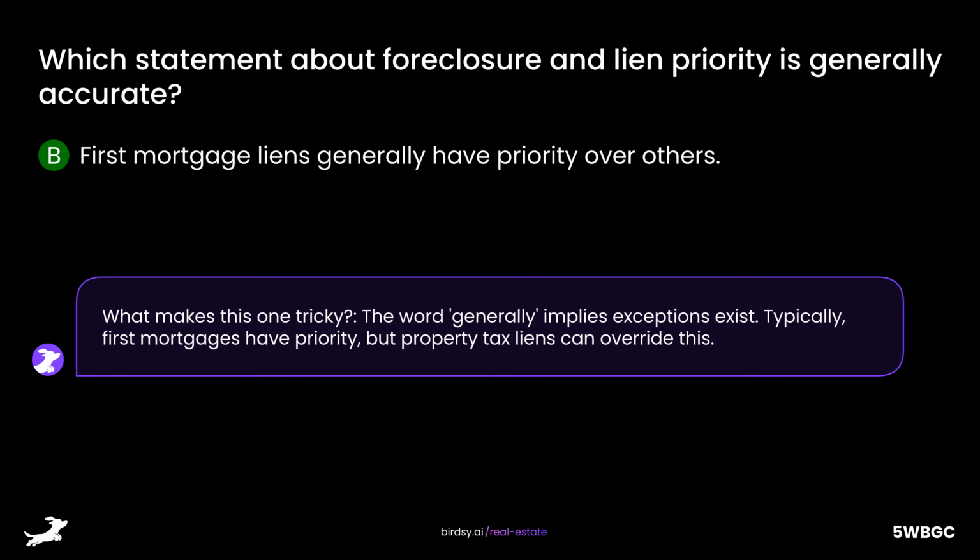What makes this one tricky? The word "generally" implies exceptions exist. Typically, first mortgages have priority, but property tax liens can override this.